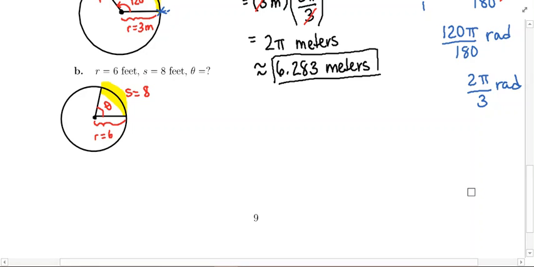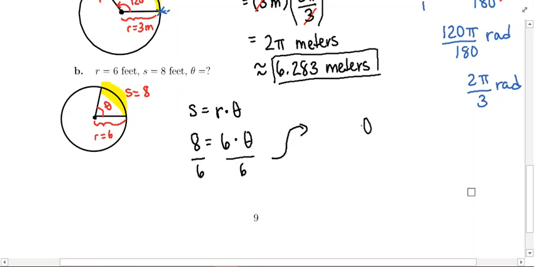Okay, so again, we can use our formula for arc length. S is equal to the radius times the angle. We know the arc length is 8, so we can plug that in, and we know the radius is 6, we can plug that in, and that's going to allow us to solve for theta. If we want theta by itself, since it's multiplied by 6, we're going to divide by 6. Whatever you do to one side, you have to do to the other side. So that's going to tell us that theta is 8 over 6.